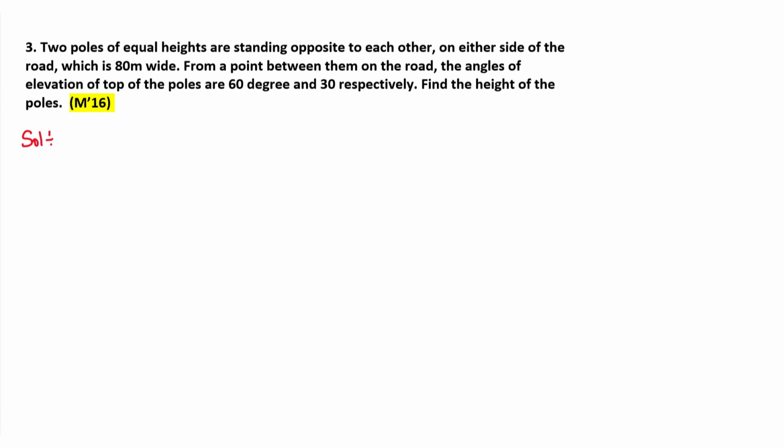Solution. On reading the question, we understand that there are two poles. Let the first pole be AB and the other pole be CD. They both have equal heights and they are on either side of the road, which is 80 meter wide. Taking some point in between them, it's not that it is in the middle, but some point. From that point, if you see the top of AB, it is at an angle of elevation of 60 degree, whereas CD is at an angle of elevation of 30 degree. Let's proceed with our solution.